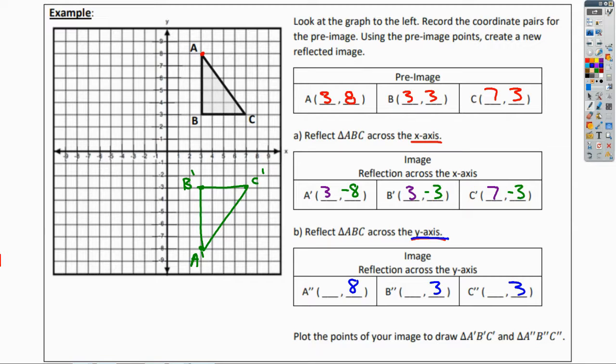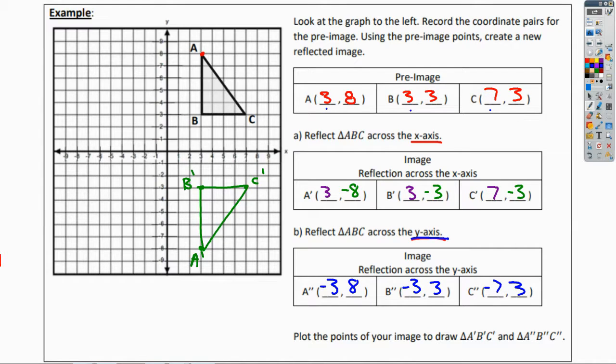It is the letter that they do not mention. They did not mention x. That's the one we change. So if it was positive, the number will become negative. If it was negative, it's going to become positive. So originally right there, I had a 3. Now it's going to switch and become negative 3. I had a 3 there. It's going to become negative 3. And finally, I had a 7. It's going to become negative 7.